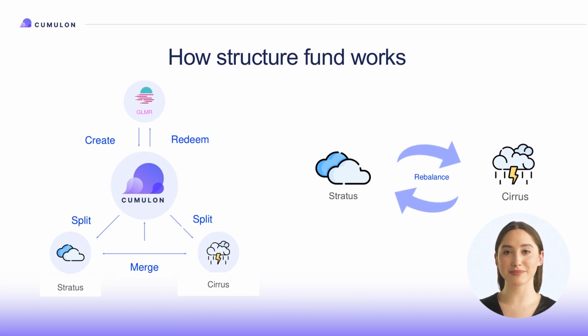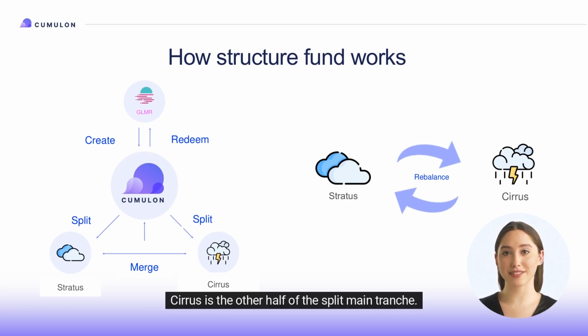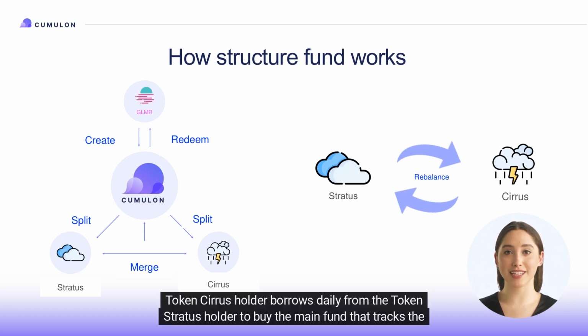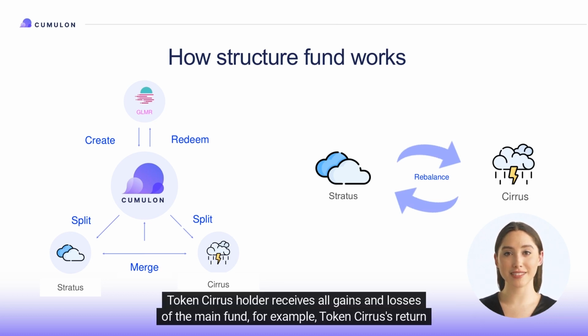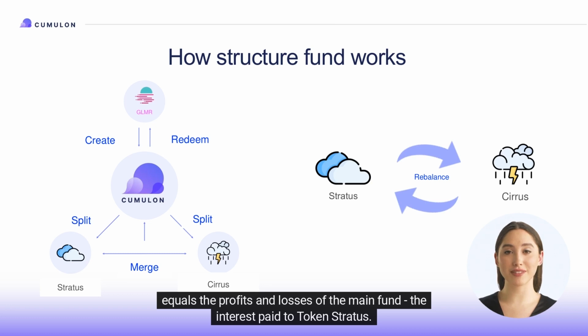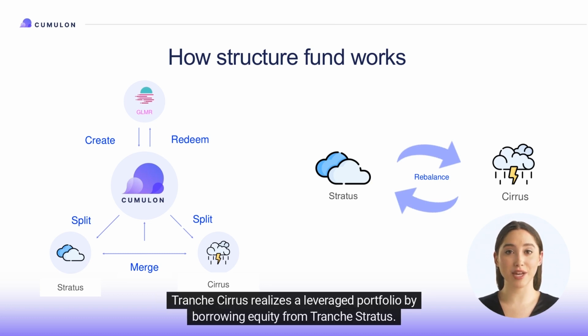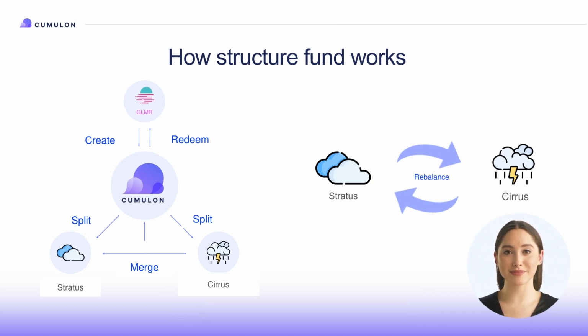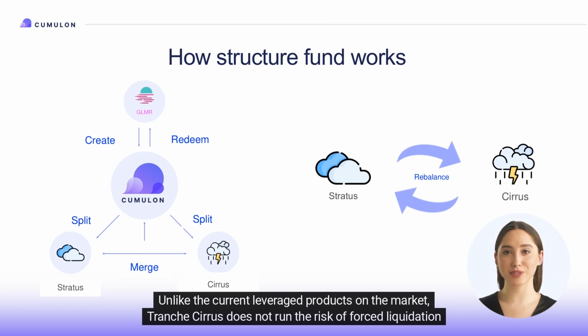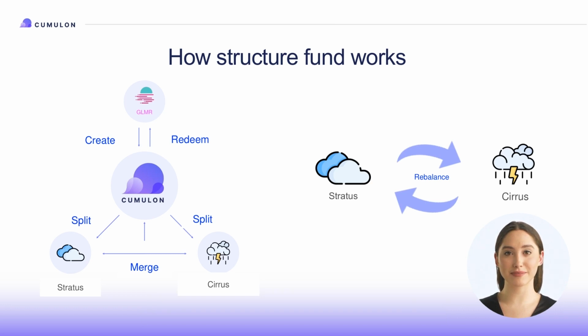What is token Cirrus? Cirrus is the other half of the split main tranche. It is a leveraged product with no forced liquidation. Token Cirrus holder borrows daily from the token Stratus holder to buy the main fund that tracks the underlying assets. Token Cirrus holder receives all gains and losses of the main fund. For example, token Cirrus's return equals the profits and losses of the main fund minus the interest paid to token Stratus. Tranche Cirrus realizes a leveraged portfolio by borrowing equity from Tranche Stratus. Unlike the current leveraged products on the market, Tranche Cirrus does not run the risk of forced liquidation because it is borrowing from within the main tranche.